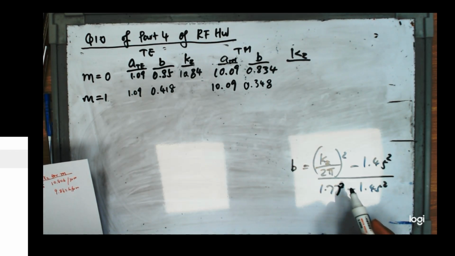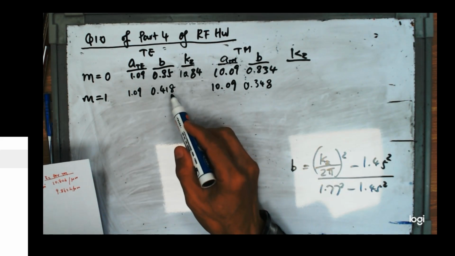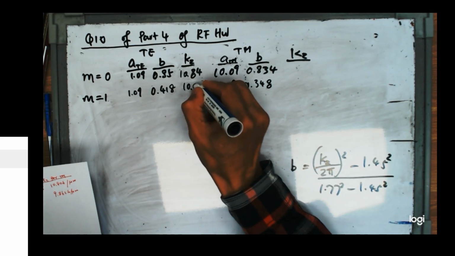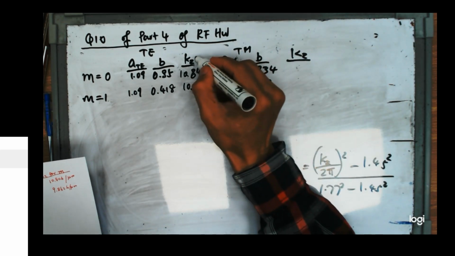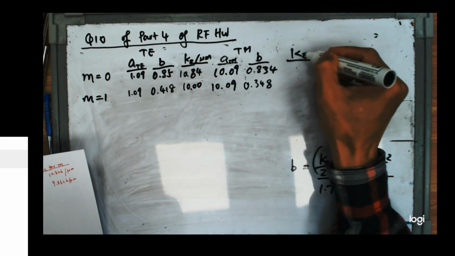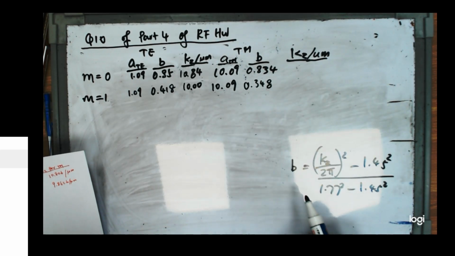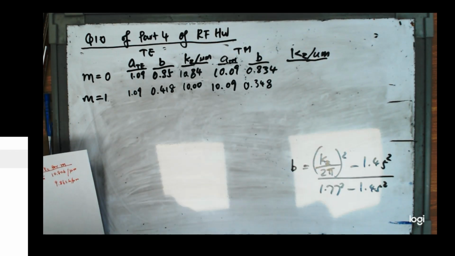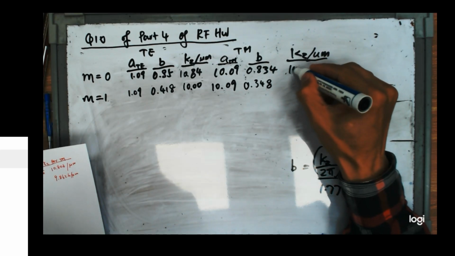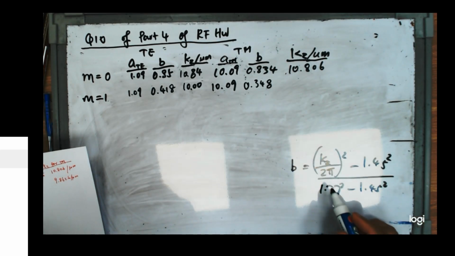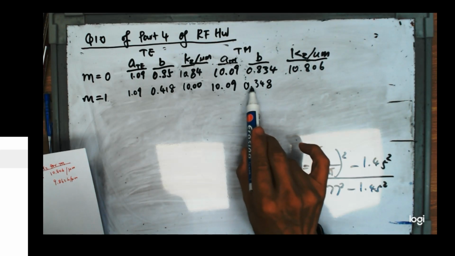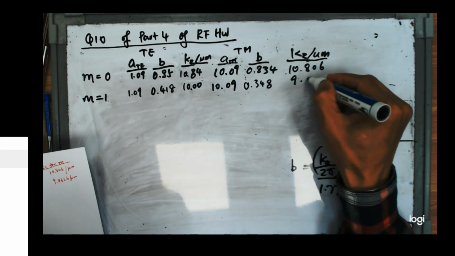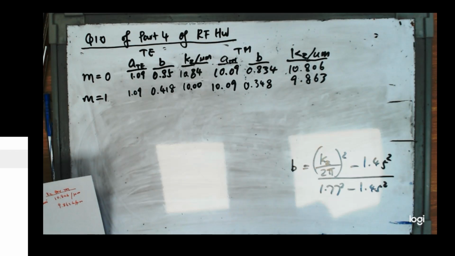I can also do the same for this one. So by plugging in the numbers here, I got 10 per micron. Yeah, I would say the unit is per micron, and here the unit is per micron. And similarly, if I plug in B equals to 0.834, by solving this equation I get 10.806. And if I substitute B equals to 0.348 into this equation and solve it for Kz, I got 9.863. So these are the answers for part B of the question.